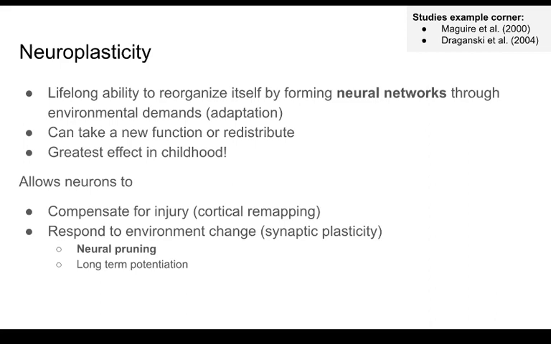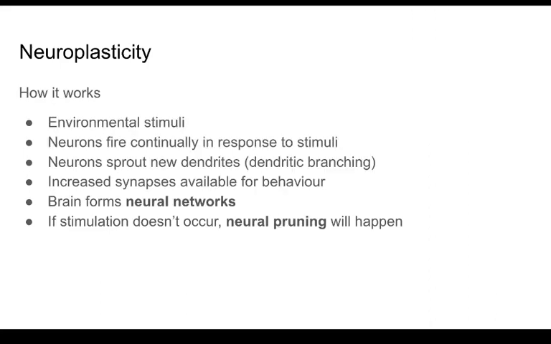They're going to prune them. And then long-term potentiation is basically just a fancy term to say if you learn a new skill, they're trying to create more neurons by dendritic branching. So it's like what happens when you have an environmental stimuli and then have neurons fire continually in response to stimuli to create new dendrites and to increase the synapses available for behavior. So this is like to develop your neurons, but in the long term.